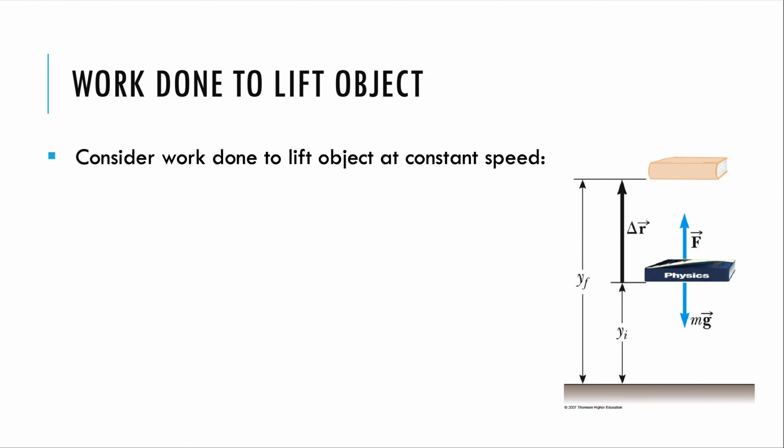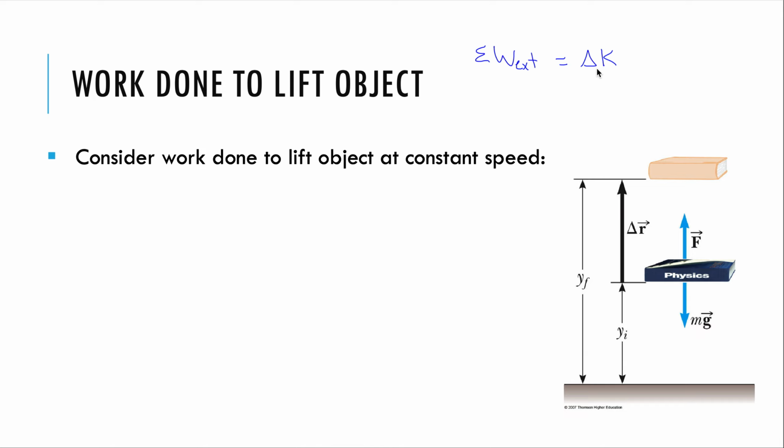We just finished talking about work and kinetic energy. Kinetic energy was energy associated with an object's motion. And then we saw the work kinetic energy theorem, which showed that the external work done on an object, all of that work done on an object, was changing its kinetic energy.